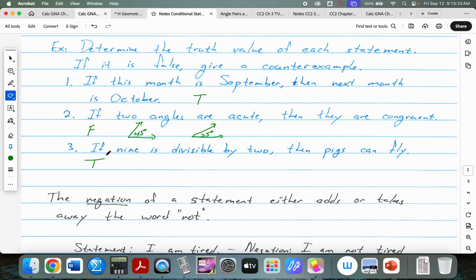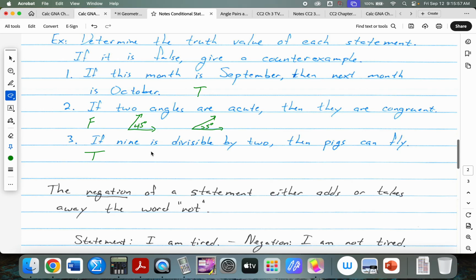If I don't win the lottery, can you prove that I lied? No. So if the hypothesis is false, then we have to assume that this is a true statement because we can't prove it false. We can't find a counterexample. Okay?